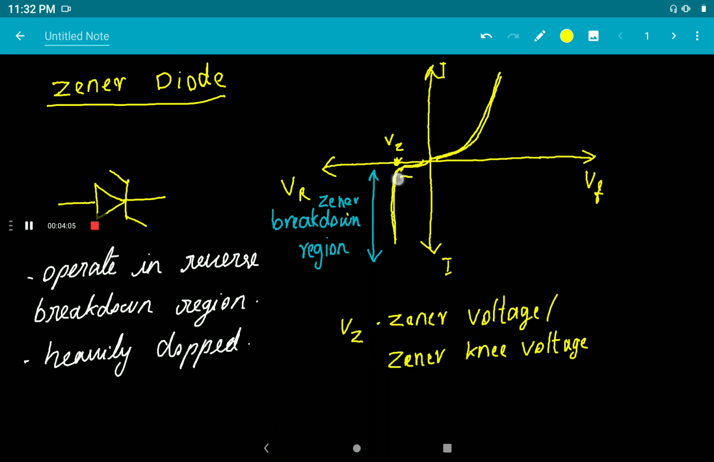From these characteristics you can see that in the reverse region the diode current increases rapidly, and the reverse voltage, the particular voltage at which the current starts increasing, remains constant. This permits the Zener diode to be used as a voltage regulator.